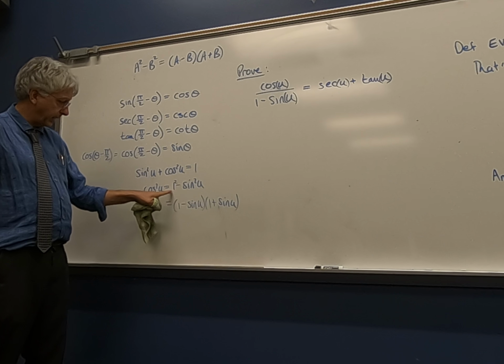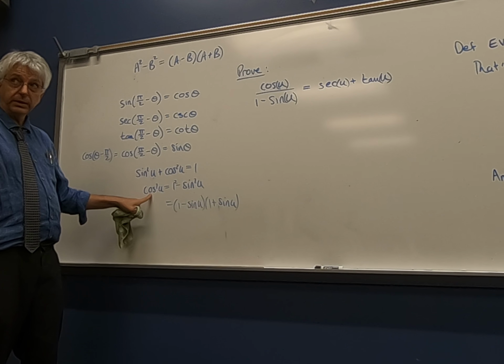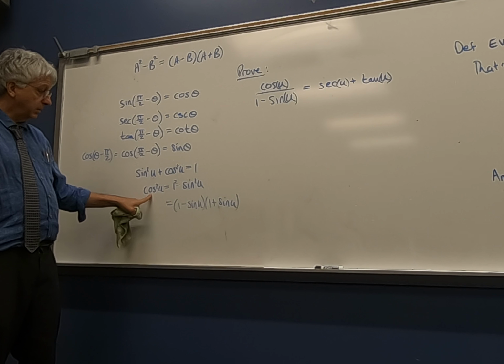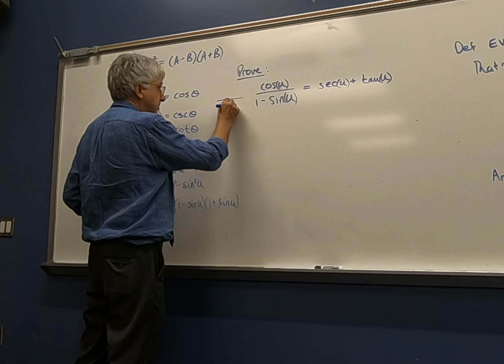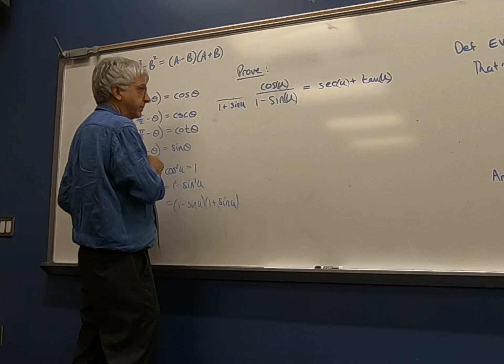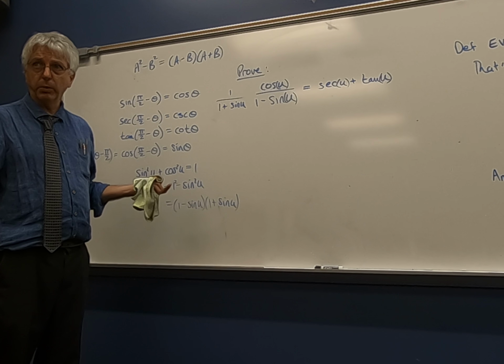You get a difference of squares, which reduces to a single term rather than two terms. Right, and that's much better. But you can't just multiply by 1 plus sine u, right? That would change the value. If I multiply by that, it would change it. I'm not multiplying by 1.